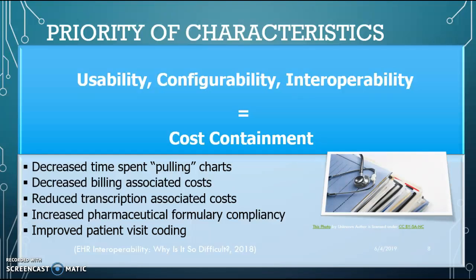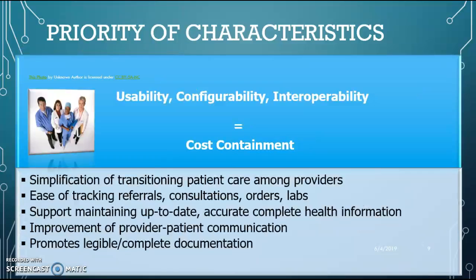Now I'll discuss the priority of characteristics. The priority of usability, configurability, and interoperability versus cost containment. Decreased time spent pulling charts, decreased billing associated costs, reduced transcription associated costs, increasing your pharmaceutical formulary compliancy, and improved patient visit coding are all parts of a usability, configurability, interoperability system that actually will help with cost containment.